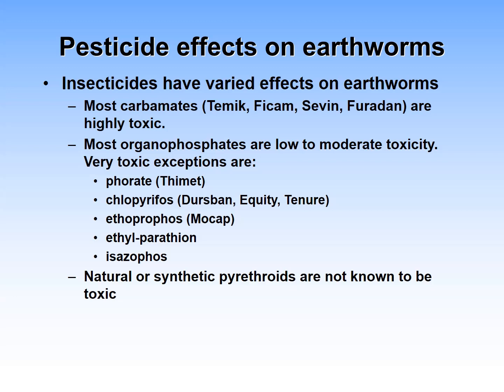Insecticides vary widely in their effect on earthworms. Keep in mind that there are numerous species of earthworms that vary in their sensitivity to various chemicals. In general, the carbamate class of insecticides are highly toxic to earthworms. The organophosphate class of insecticides, as a rule, are of relatively low toxicity to earthworms. There are exceptions, however. These include chemicals listed here, such as phorate, chlorpyrifos, and ethoprophos, and the others.